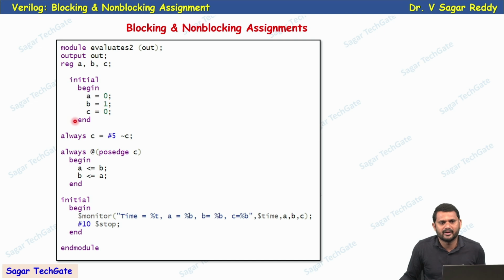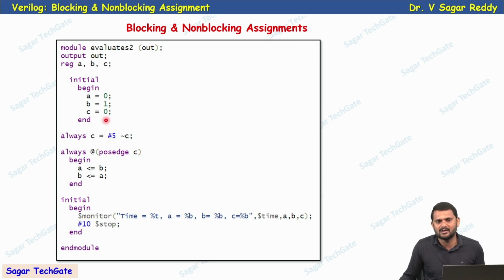After that, we go to this. C equal to #5 negation C. That means we should wait for a 5 time unit delay. We are at 0 simulation time, so after 5 time steps only it will execute. So now we'll wait. Then we'll go to this always block: at the rate posedge C, that is, if C changes from 0 to 1, then only we'll execute this always block.